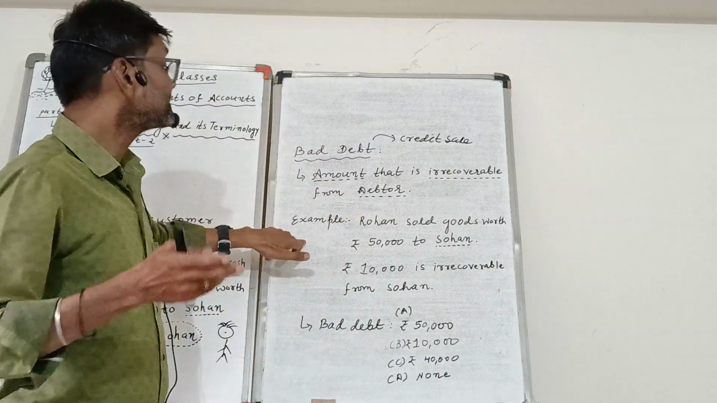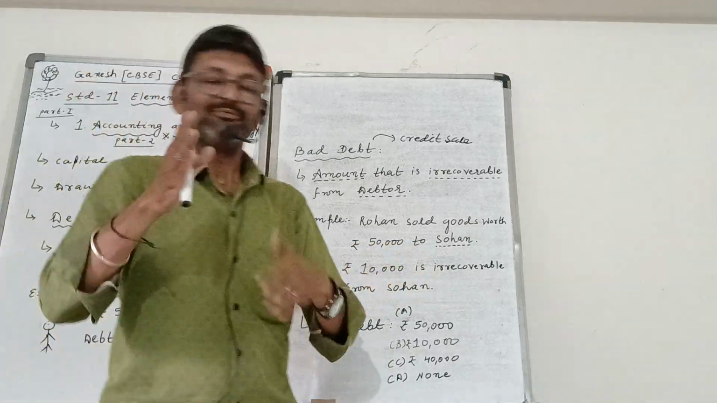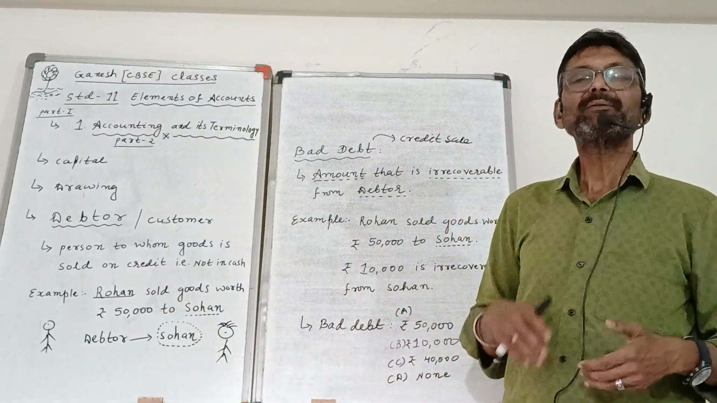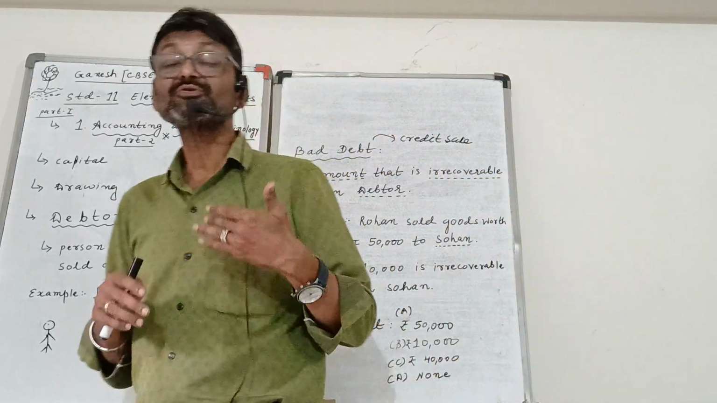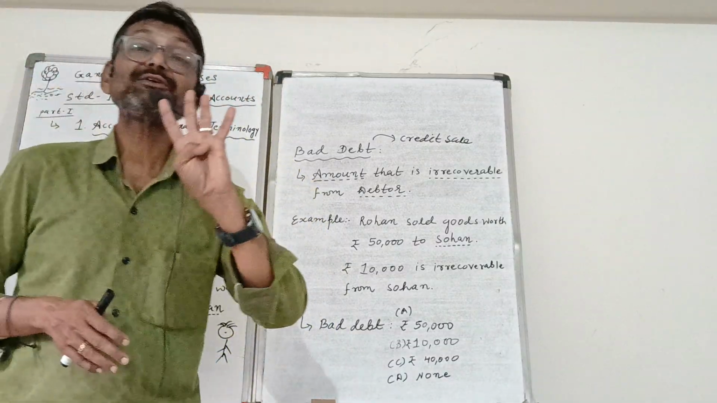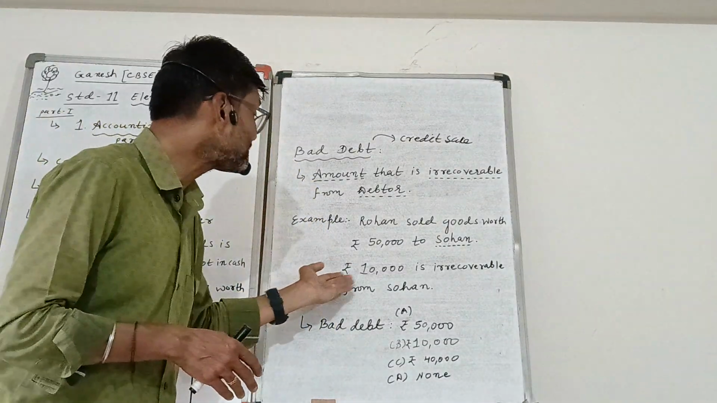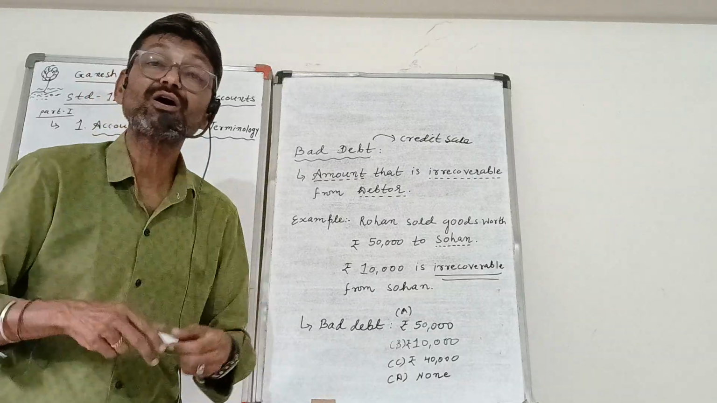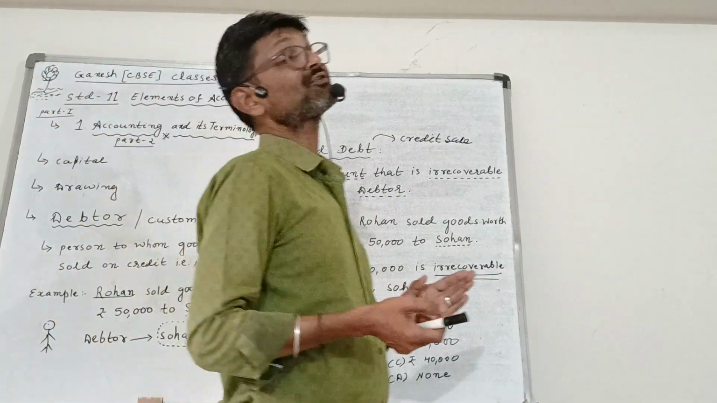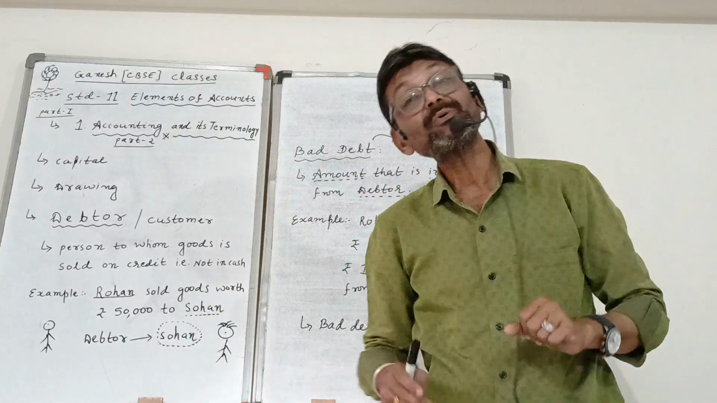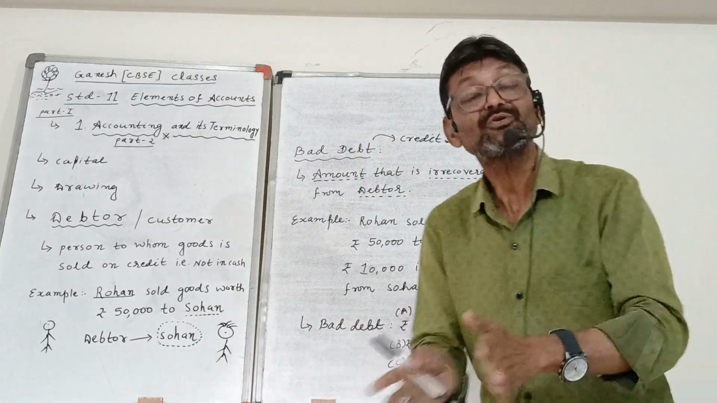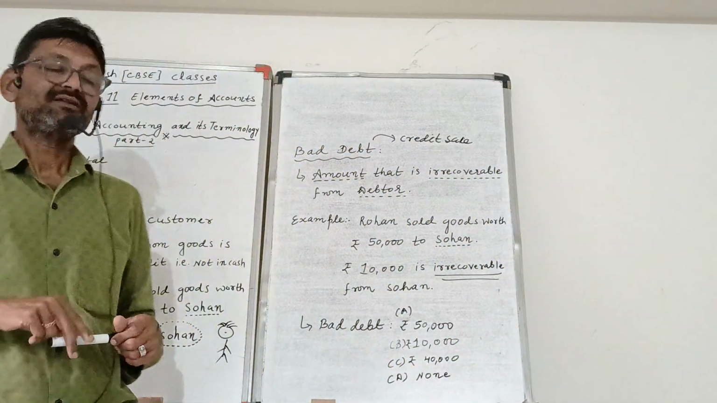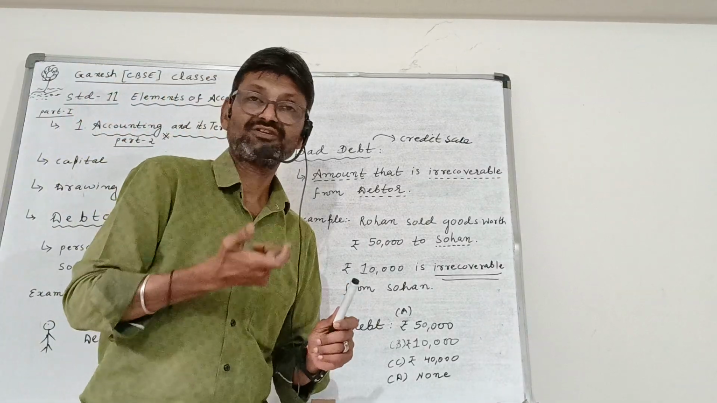Again, let us see an example. Rohan sold goods worth rupees 50,000 to Sohan. You may say, sir, you already told us that Rohan sent goods to Sohan, and you even made a nice cartoon of it. But beta, the story was incomplete. Now what is happening is that Sohan is not ready to pay. He has paid only 40,000 out of 50,000, and rupees 10,000 is irrecoverable. Irrecoverable means we can't get it in any way, by hook or crook. He has surrendered, saying he will not pay. So what is that money called? That money, beta, is called the bad debt.